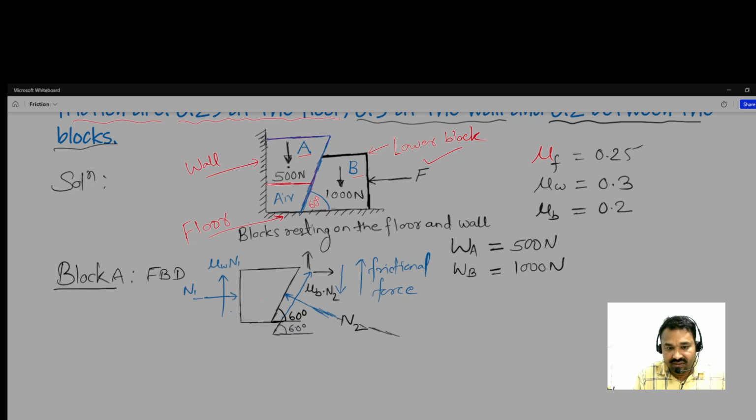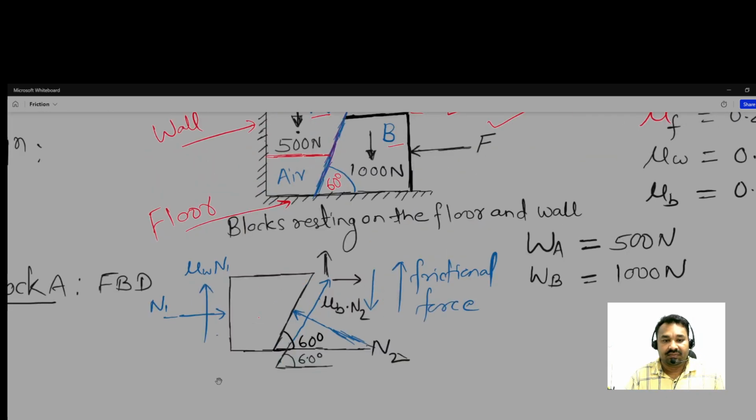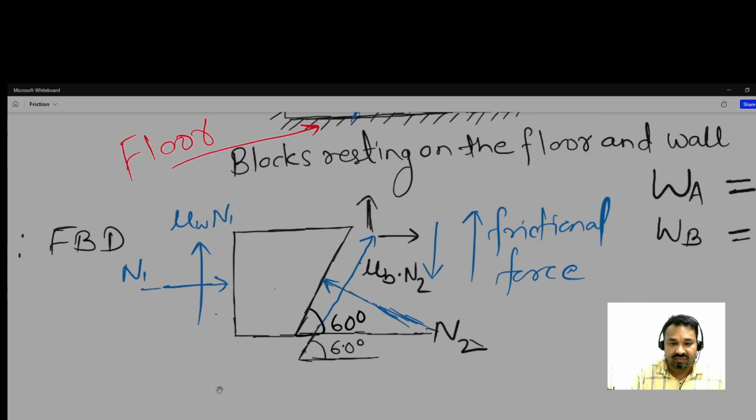Here also, even if we don't extend, from here this angle is 60. And what about this angle? This angle is 90, so then this will be 30 degree. And what about this angle? With the vertical, it will make 60 degree. So this is the free body diagram of block A.